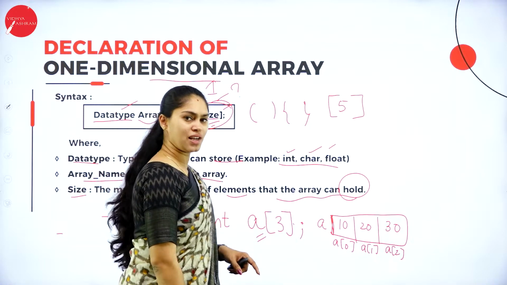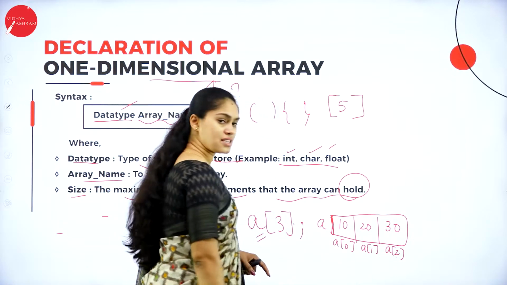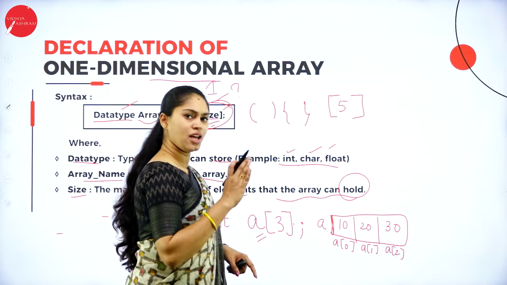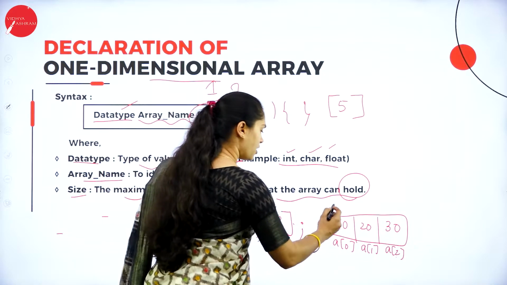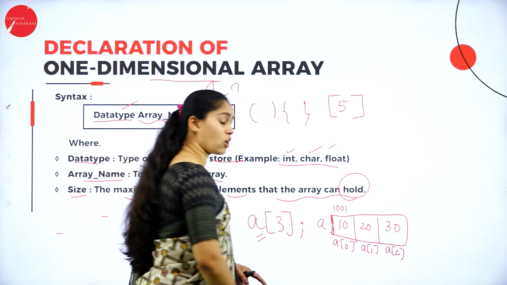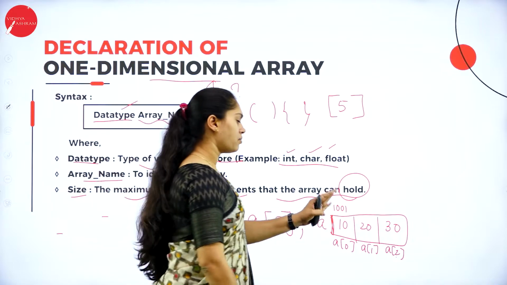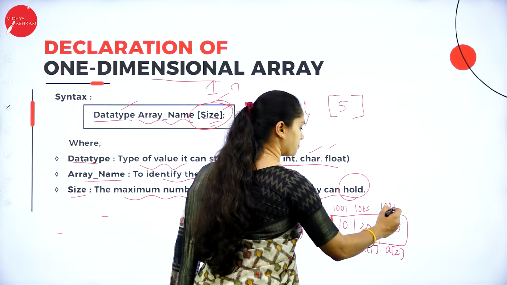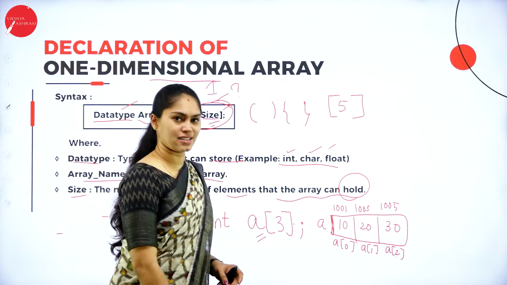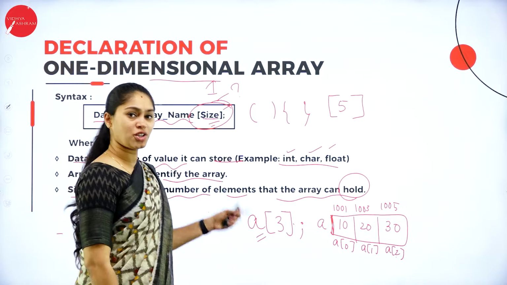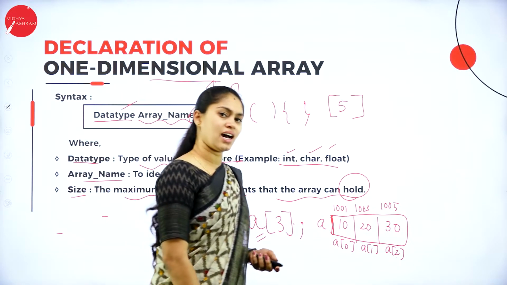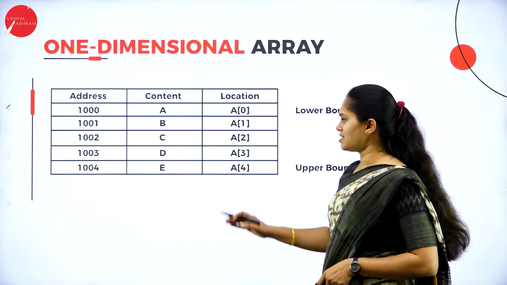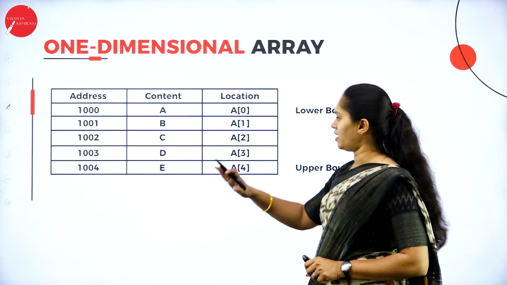What is the position of the element 30? That is 2. It's in the second position, and the index starts with 0, and it always needs to be a positive number. And I already told you it is going to be stored in contiguous memory allocation. One by one it will be stored, and here 1003, 1005, it goes on like that. Fine. So this is how we declare a one-dimensional array. So now we have declared it. Then how will it be represented? You can see here, it can be row-wise or column-wise.